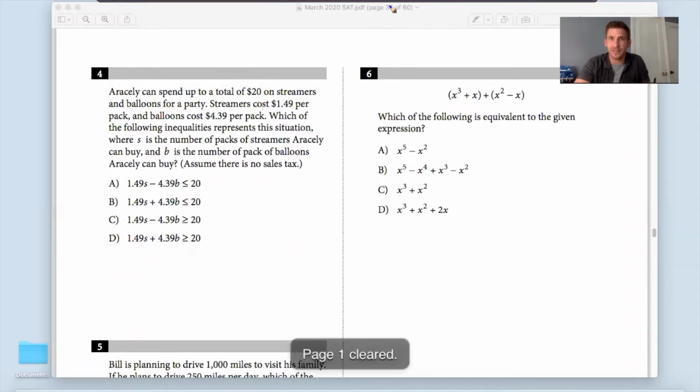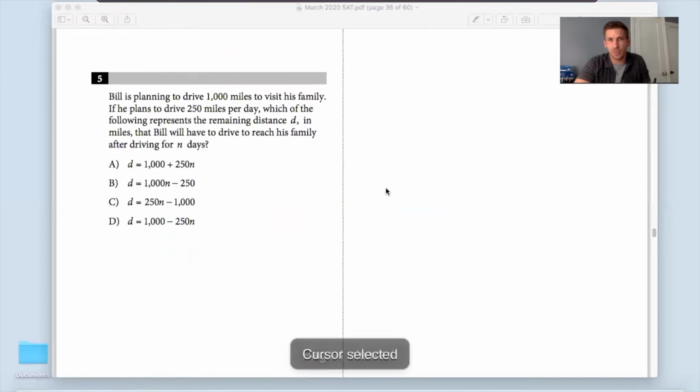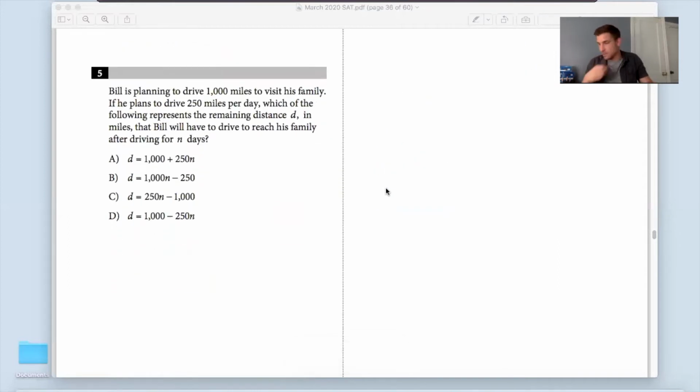Now let's slide down to number 5. And you tell me what you essentially see as we're going through this. So Bill is planning to drive 1,000 miles to visit his family. So it seems like it's 1,000 miles total. If he plans to drive 250 miles per day, which of the following represents the remaining distance?